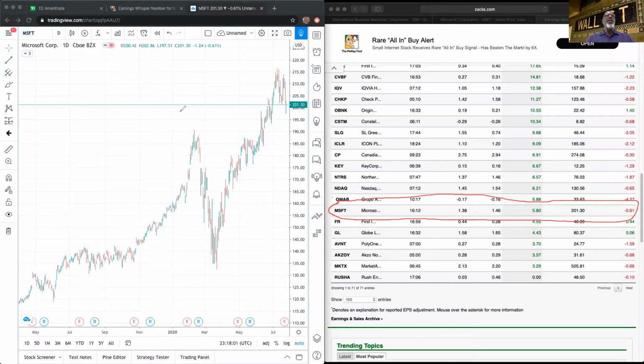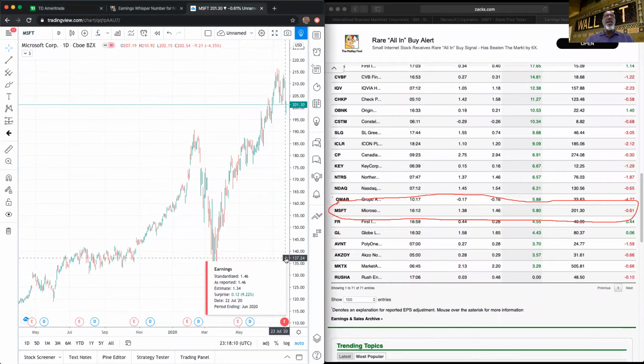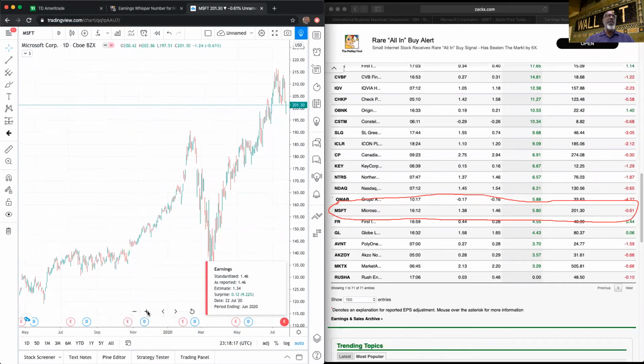Now over here, what you're looking at is an actual chart of Microsoft. In the earnings date, as you can see, there's the stock. Now let me make this a little bigger so we can all see it.